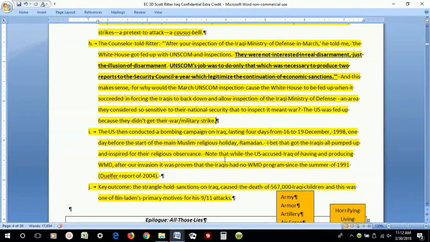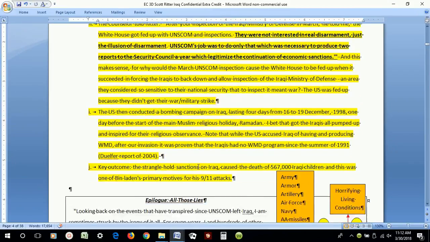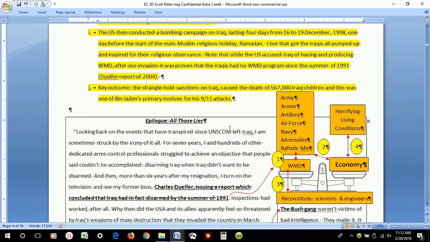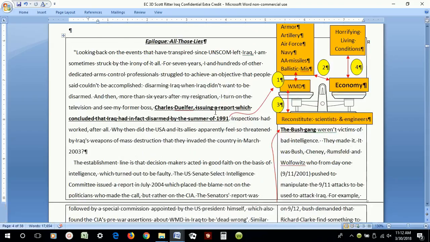But while the U.S. accused Iraq of having and producing WMD, after our invasion it was proven that the Iraqis had no WMD program since 1991. That's the Duelfer report. Key outcome: the stranglehold sanctions on Iraq caused the death of 567,000 Iraqi children, and this was one of bin Laden's primary motives for attacking us on 9/11. All right.